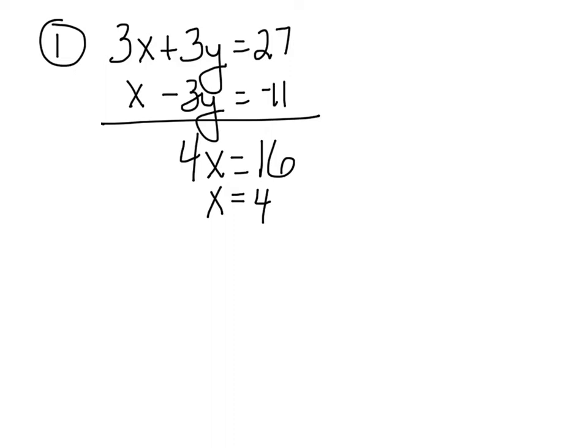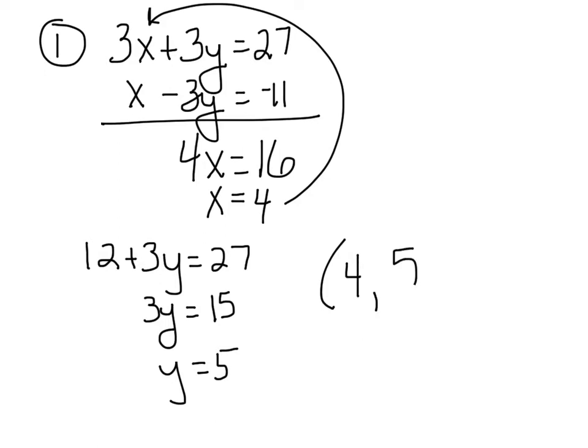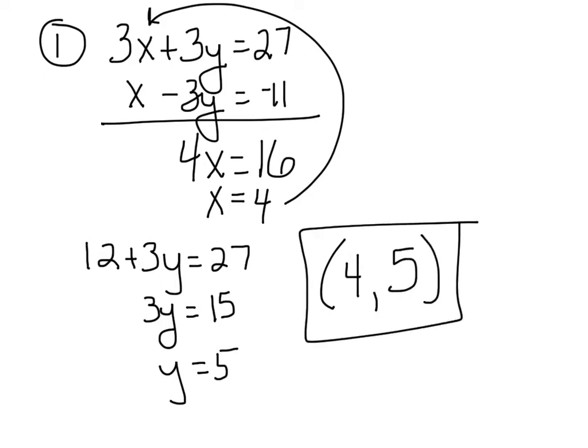Plug the 4 in. I'm going to plug it into the top here. 3 times 4, that gives me 12, plus 3y equals 27. Solve the remainder of the equation. You get y equals 5. Therefore, your answer is 4, 5.